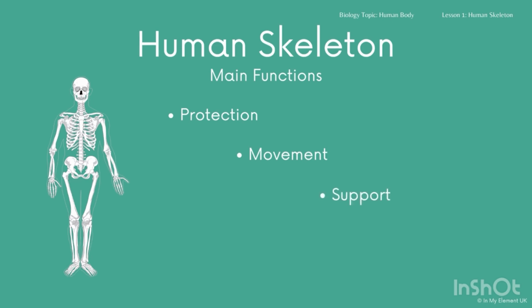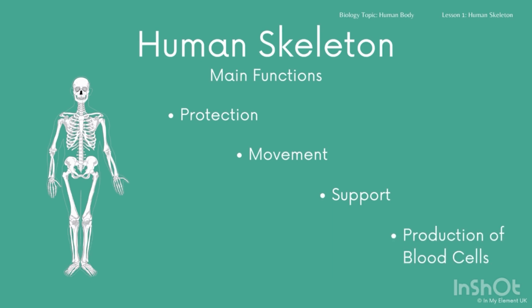Another function is support. If we didn't have our skeleton, we would not have anything for the tissues to attach to, okay? So the skeleton acts as a frame. It would just be a big pile of jelly-like substance if we didn't have our skeleton frame in there.